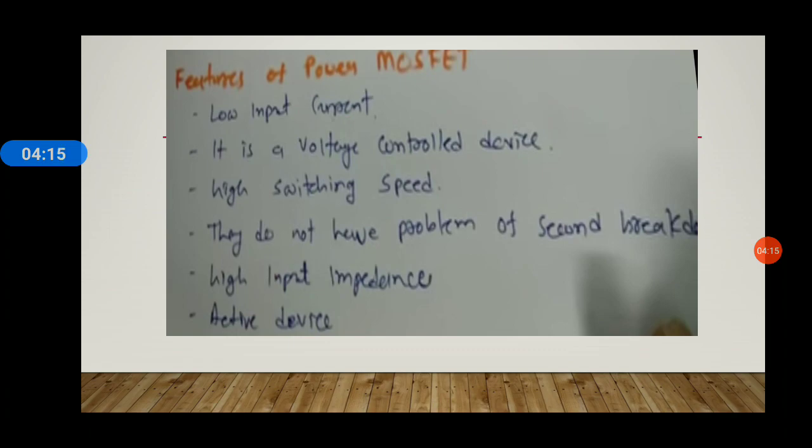So as mentioned, the features of power MOSFET are low input current and also, already mentioned, it is a voltage control device, which we can understand when we see the working principle of a power MOSFET. And it has high switching speed because the turn on and turn off time is low due to the absence of minority carriers. It is a majority carrier device. It is not a bipolar device. And they do not have the problem of secondary breakdown, and it has a high input impedance and is an active device.